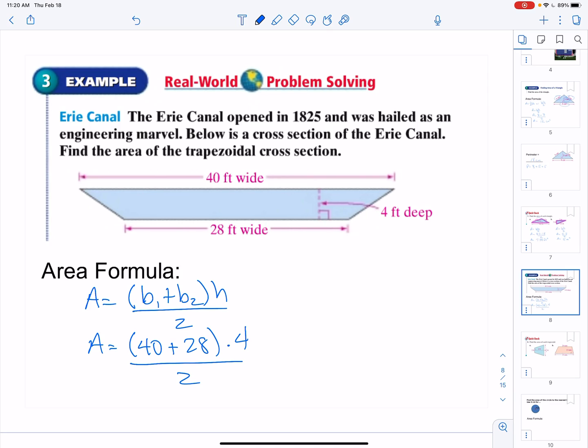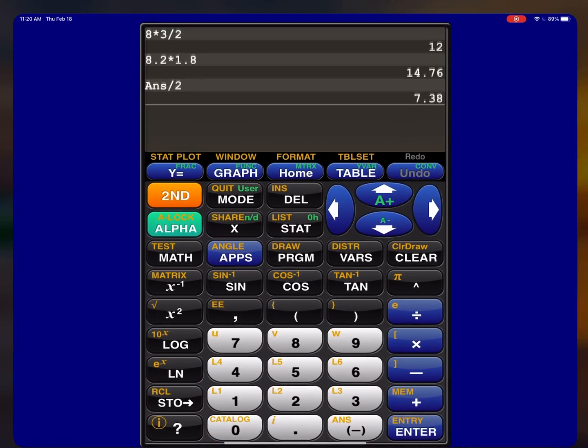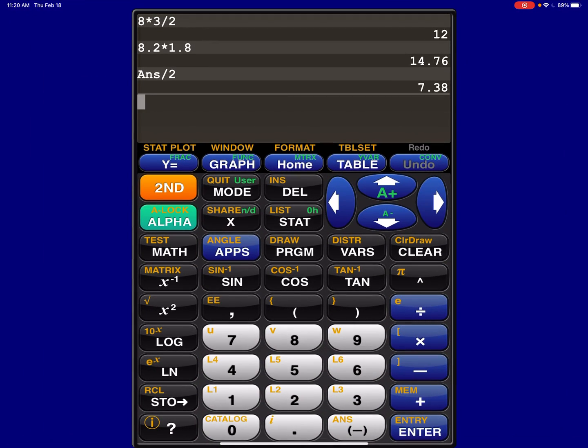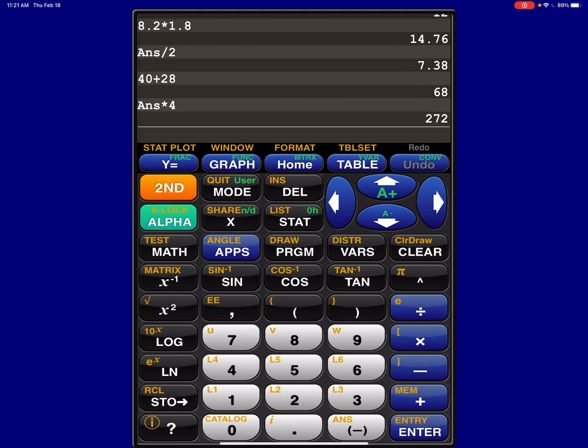Now again, I'm going to go get my calculator on this one. So here we go. So 40 plus 28, and this is what I like to do. I like to do 40 plus 28, hit enter, then multiply by how tall it is, which in this case is 4, hit enter, and then I take that whole thing and divide it by 2.